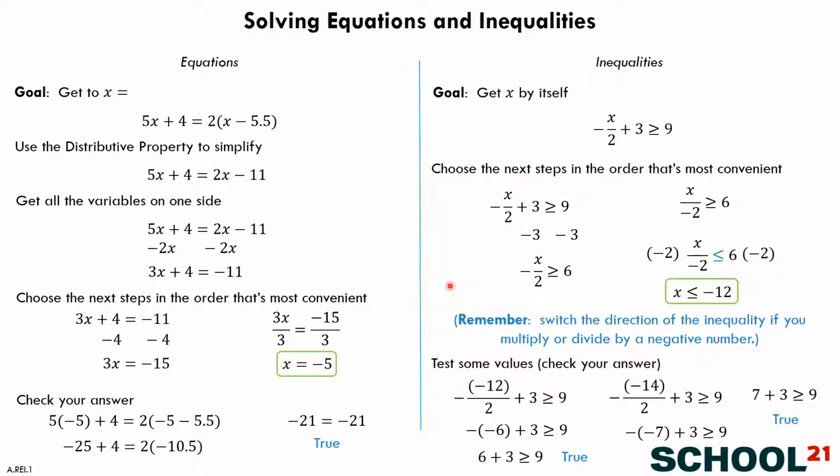So just remember our steps. If you need to do any distributive property, do that. Get all the variables on one side. Then follow the order that's most convenient for you. Make your life easy. And then go ahead and always check your answer. Make sense? Great job.